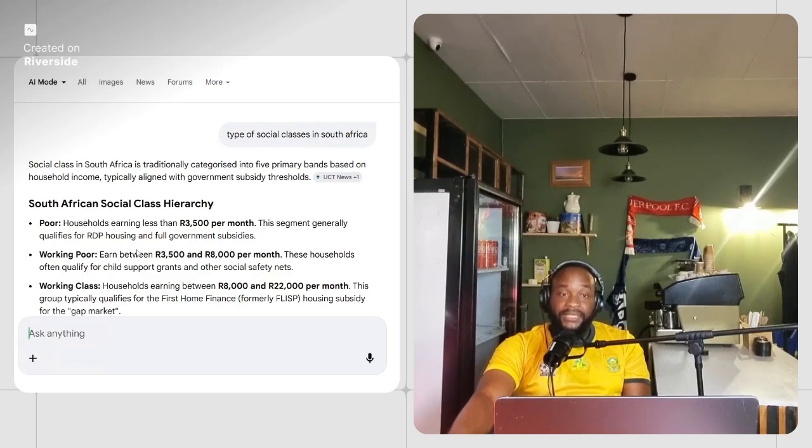So basically, if you earn 3,500 per month, you literally qualify for RDP housing, and you fall under government subsidy.